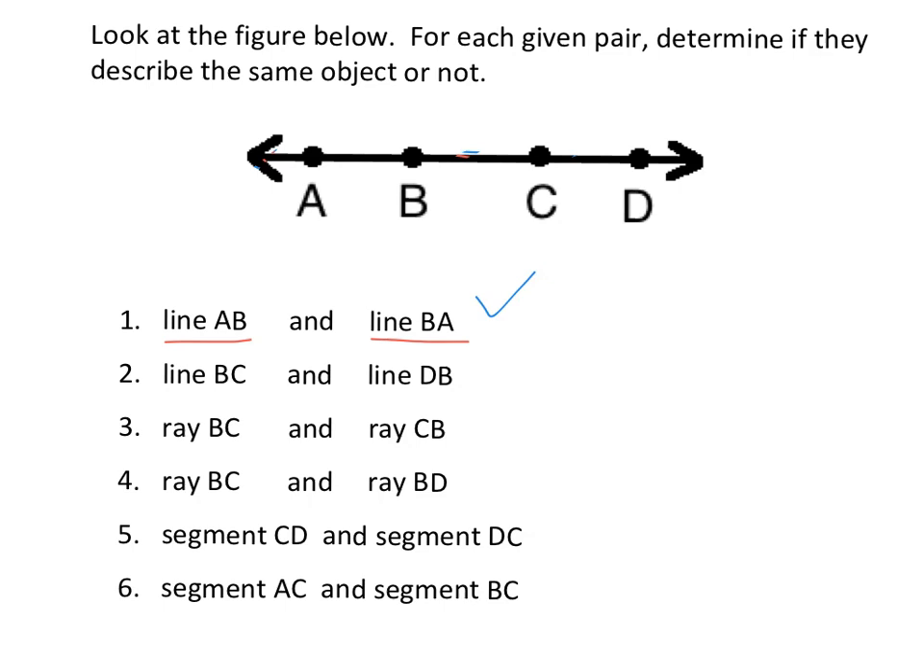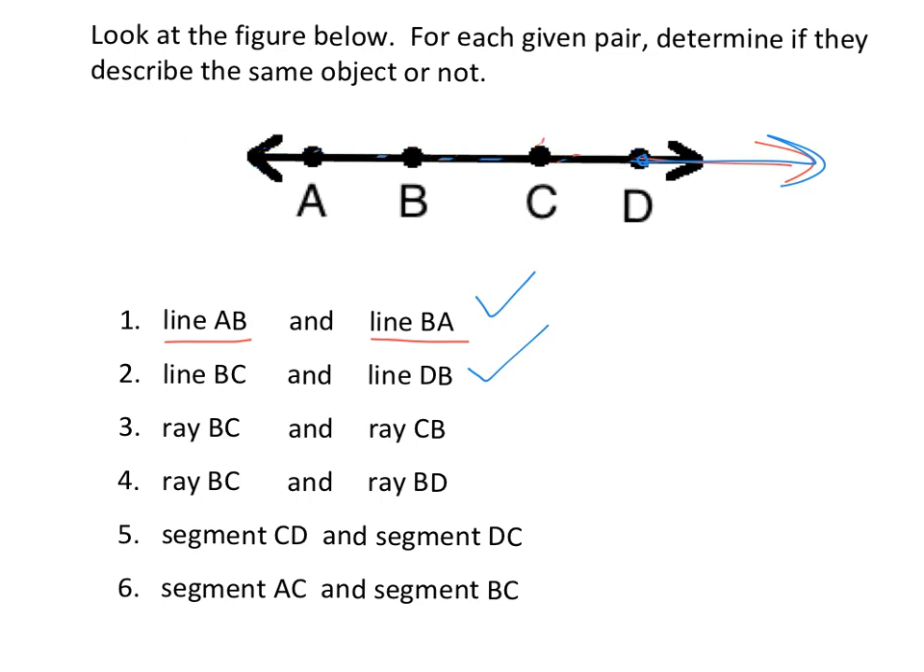Now we're going to look at line BC. So line BC looks at point B and point C, connect the dots, and go each way forever. Go both directions forever. So that is line BC. And line DB, take point D, point B, connect the dots, and go both directions forever. So once again, these both refer to the same line. So those are the same thing, and those are both the same object.